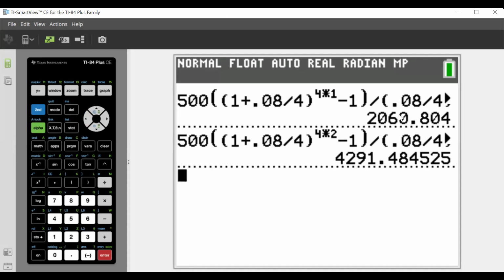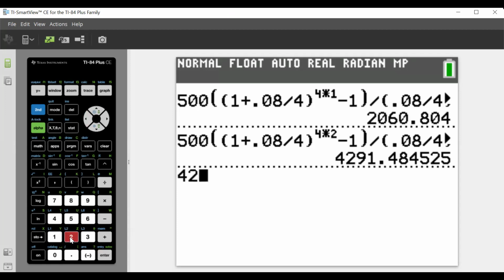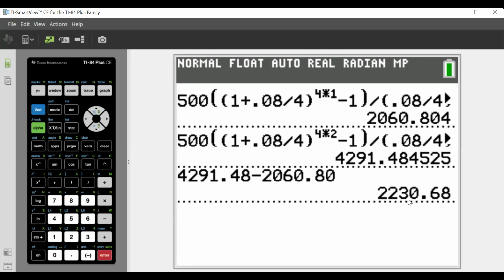And so now we have to think about, okay, now what do we have? Well, if we take that number from this number, then we'll know how much was kind of earned during that second year. So now we're going to actually take 4291.48, I guess we'll do, minus 2060.80. So 2230.68 was how much was made in that year. And so how much did we deposit? Well, we deposited another 2,000, and so that means $230 is going to be in interest.